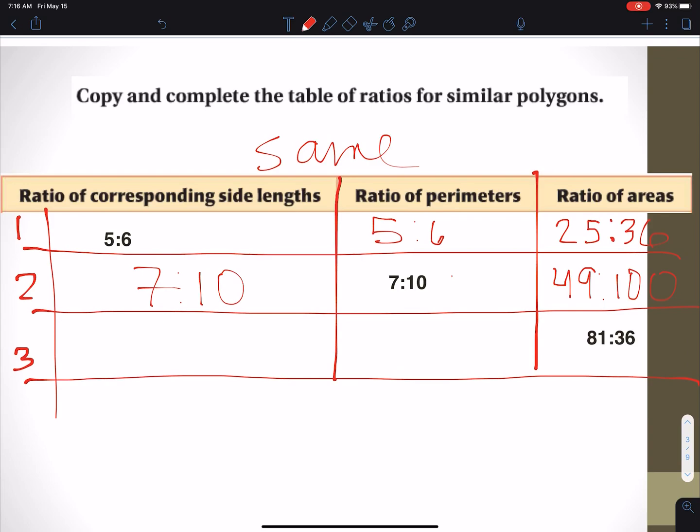And now the last one, number 3, if they're giving me my area ratio, to go backwards, you square root these. So that would give me a 9 to 6 ratio.